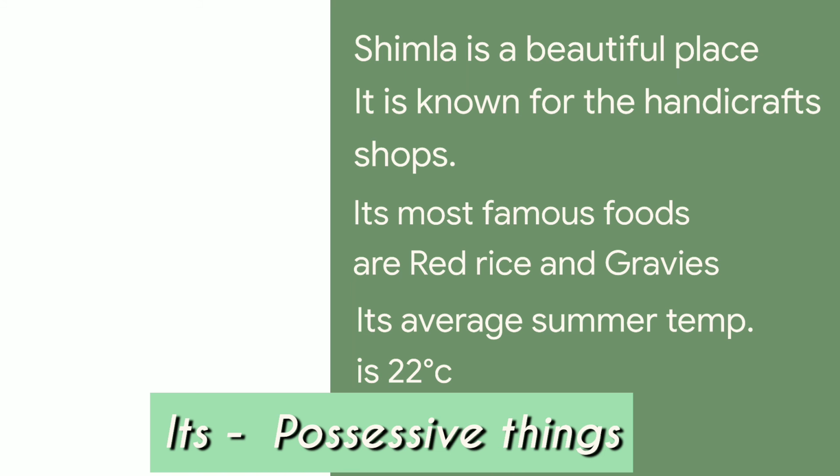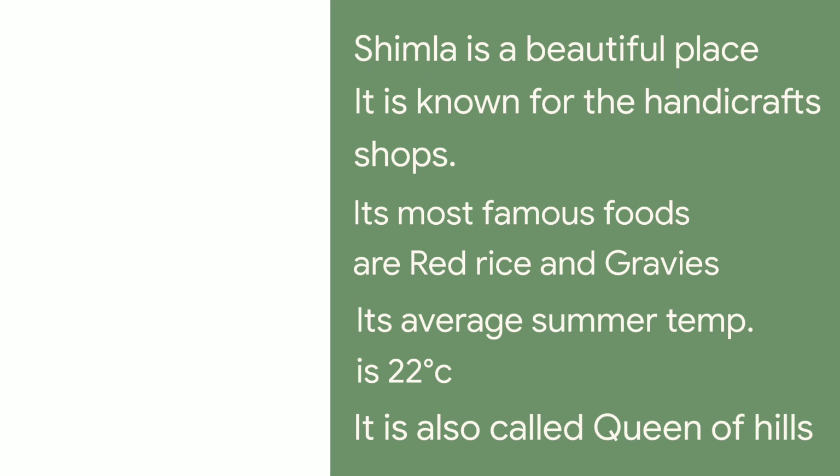Like in the other sentence, it is also called Queen of Hills. Who is called Queen of Hills? Shimla is called that. We have to represent Shimla, and for that we use "it." It is also called Queen of Hills. "It's called also Queen of Hills"? No, it's a wrong sentence. The pronoun "its" we do not use for more than one thing; when we have to mention more than one thing, we use a different pronoun for plural nouns.